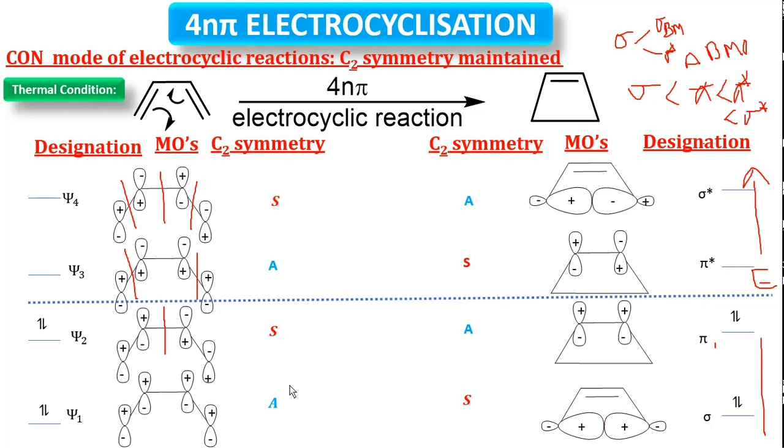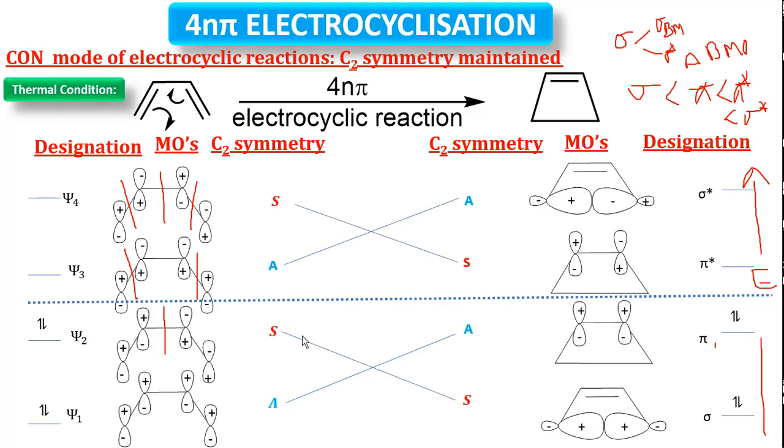Now connect asymmetry to asymmetry, symmetry to symmetry, from reactant to product. That is called correlation. Correlate asymmetry to asymmetry, symmetry to symmetry. Here also, asymmetry to asymmetry, symmetry to symmetry.